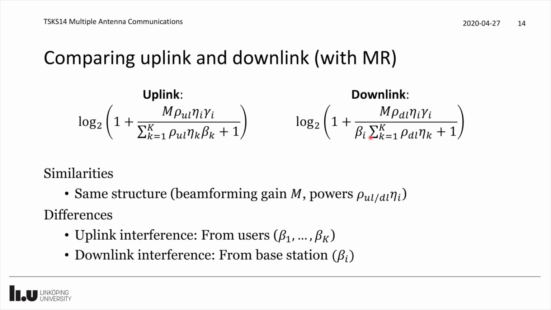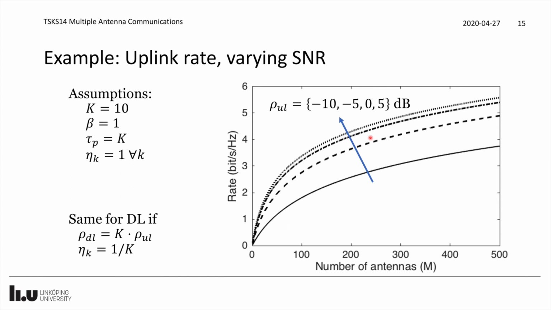I will now wrap up this lecture by considering 4 simulation examples where we're considering both the uplink and the downlink. So let's consider first the uplink rate with a varying signal-to-noise ratio. I'm assuming that we have 10 users. All of them have, for simplicity, the same value beta equal to 1 as their large-scale fading coefficients. Tau p is equal to K, so that's the minimum length of the pilots that we can have. 1 pilot per user requires a pilot length equal to K. And then we'll let all of the users transmit with full power, so eta k is equal to 1 for all of the users. Then the graph here is showing the value of the lower bound of the capacity in bits per second per hertz.